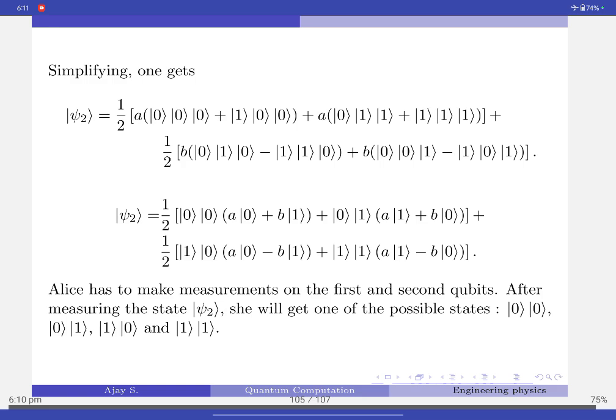(a 0 minus b 1) plus 1 1 (a 1 minus b 0). So the ones within the brackets are the states possessed by Bob. The first and the second qubits are with Alice. Alice has to make measurements on the first and the second qubits. After measuring the state psi 2, she will get one of the possible states. She would either get 0 0, 0 1, 1 0, or 1 1.